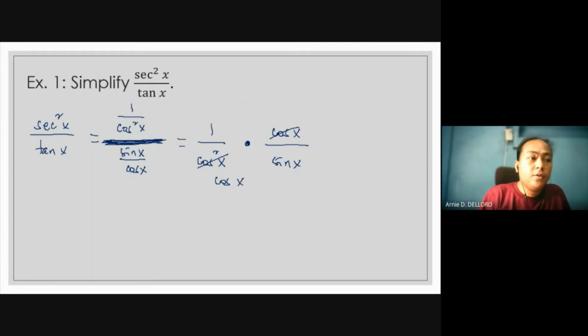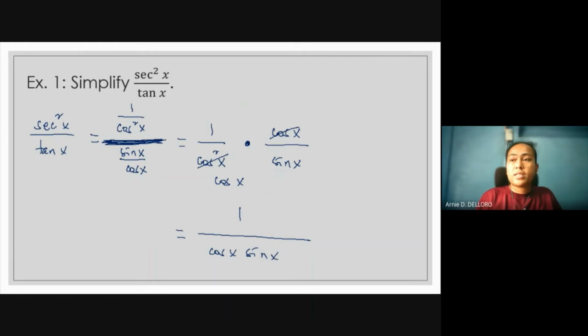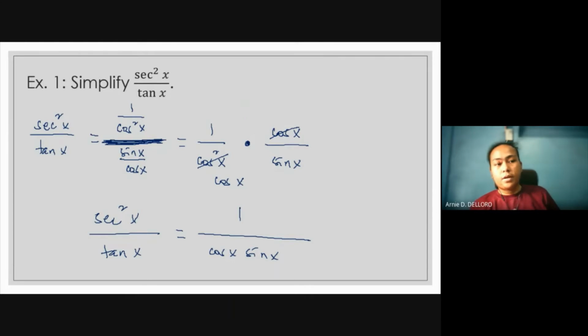Okay? Now, simplifying, we have 1 times 1 is 1, all over cosine x times sine x is cosine x sine x. Hindi natin pwedeng i-combine yung cosine x at sine x. So, we'll just write our answer in this case. So the simplified form of secant squared x over tangent x is equal to 1 over cosine x sine x. Okay, malinaw po.